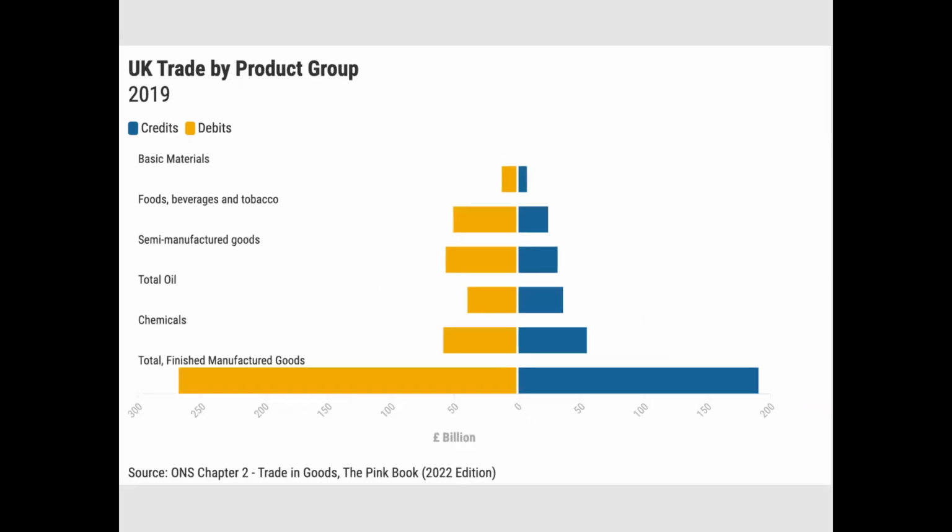Now, if we turn to goods, broken up here into sort of broad categories: basic materials, iron ore, foods, semi-manufactured goods, iron rods, separated out oil, chemicals.